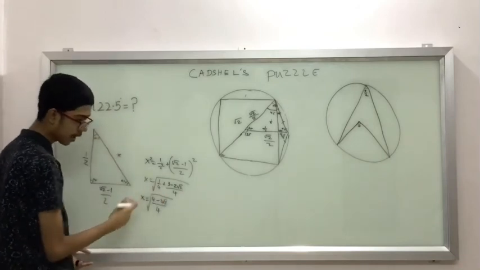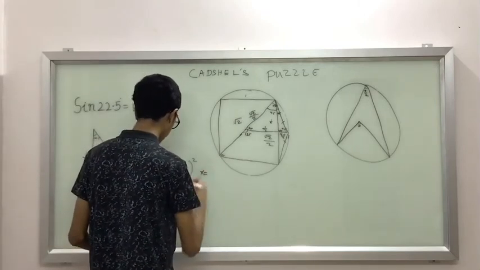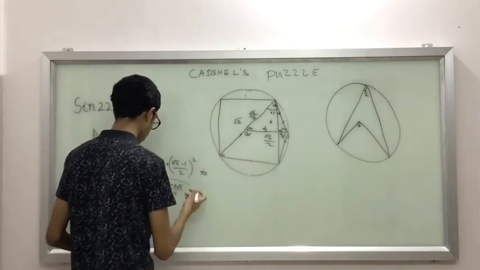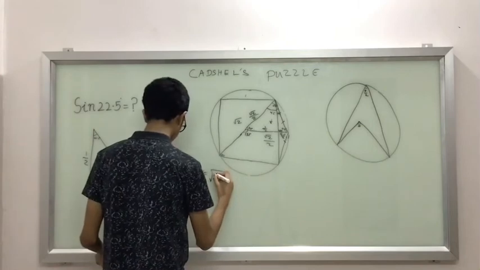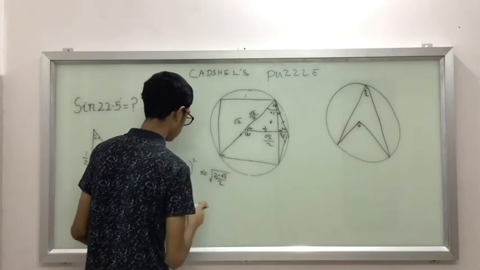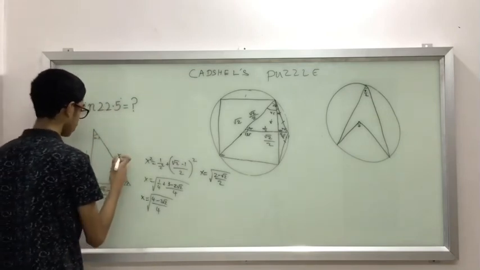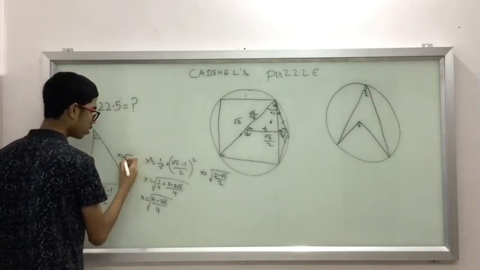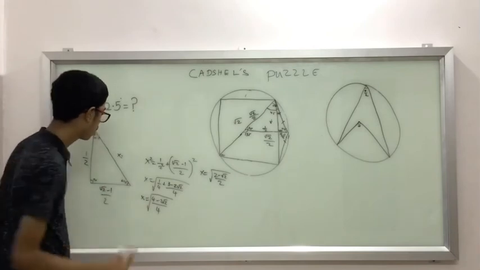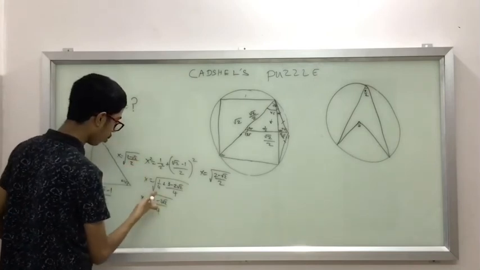Now in the numerator I can take 2 common. So I will get that x is equal to square root of 2 minus root 2 by 2. Okay, this is the x value. So I can write x is equal to square root of 2 minus root 2 by 2.